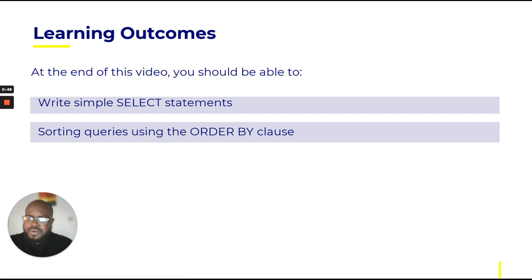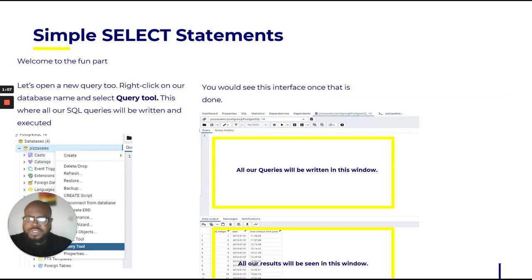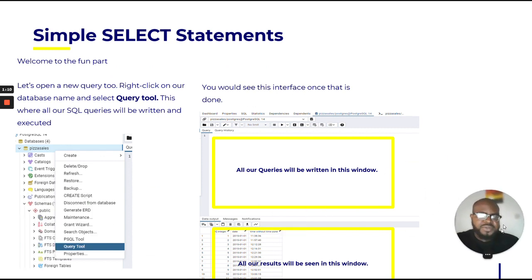The aim is for all students, or all attendants, to be able to write simple select statements, and also to be able to sort through our query results using the order by clause. So we're going to be looking at the select statement and the order by clause. So the select statement, how do we start this?